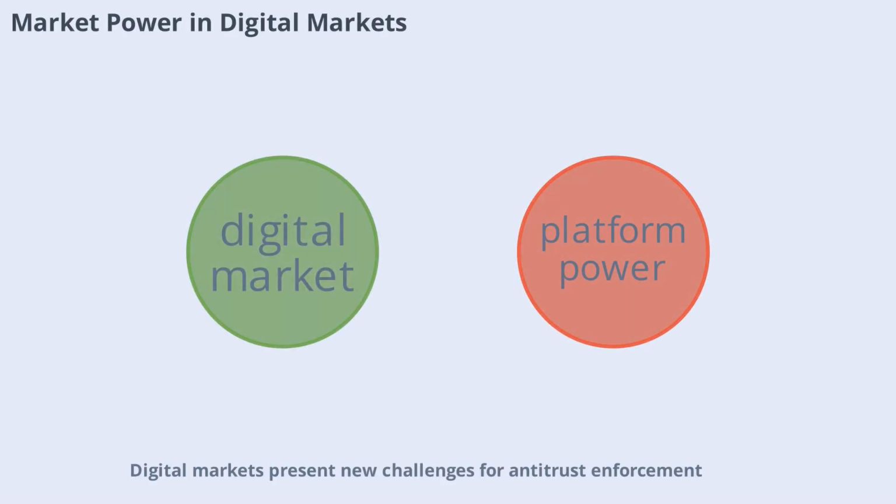Digital markets present new challenges for antitrust enforcement. Tech platforms can quickly gain market power due to network effects and data advantages. Regulators are adapting their tools to address issues like platform dominance, data privacy, and algorithmic collusion. The digital economy requires updated approaches to ensure fair competition.